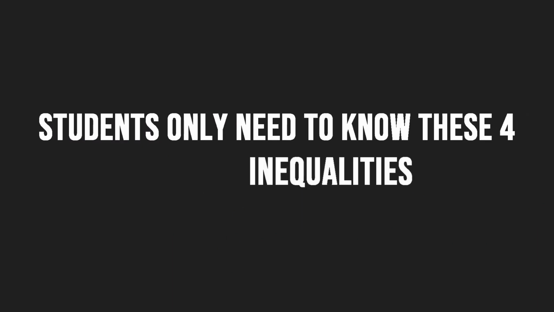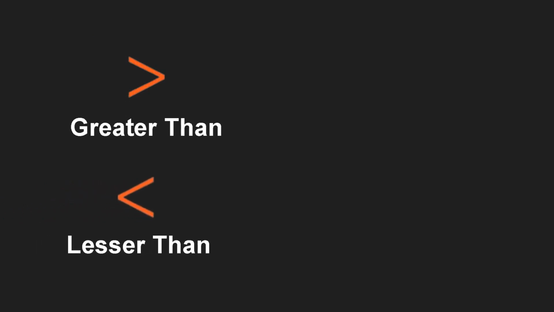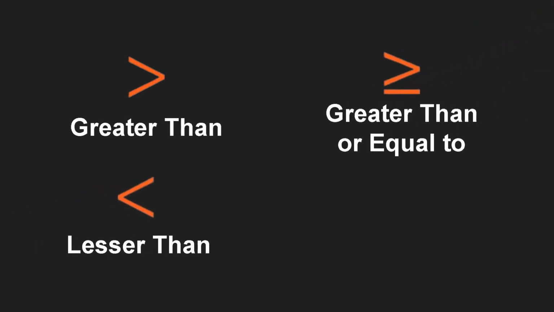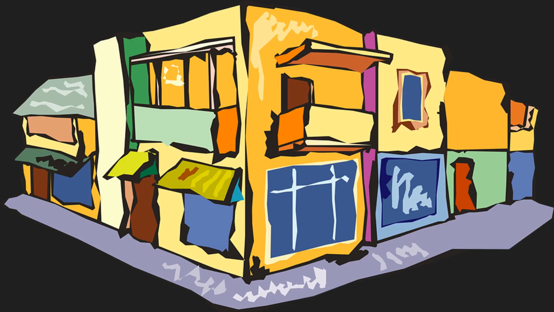The good news is, students only need to understand these four types of inequalities to master this chapter. They are greater than, lesser than, the third one is greater than or equals to, and the last and final one is lesser than or equals to. Now, let's look at a simple example to understand the meaning of these symbols.